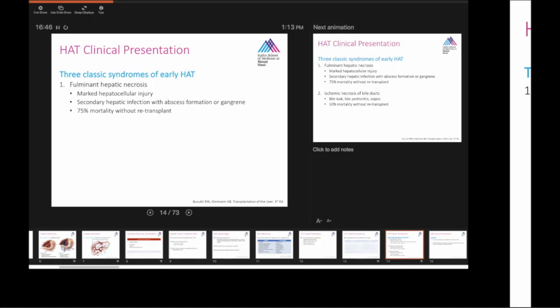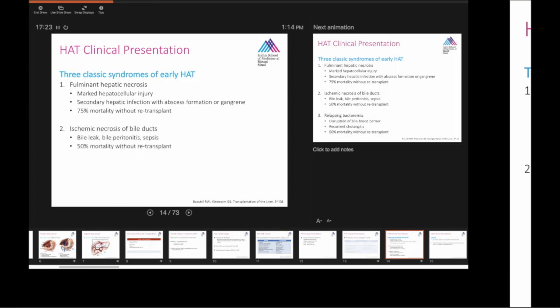The first one is a patient who will present with fulminant hepatic necrosis. You cut off the blood, you cut off the hepatic arterial supply, and then the hepatic parenchyma just necroses. And as a result of that necrosis, there could be secondary hepatic infection. The liver could become gangrenous, could form a big abscess, and without retransplant, 75% of patients will die.